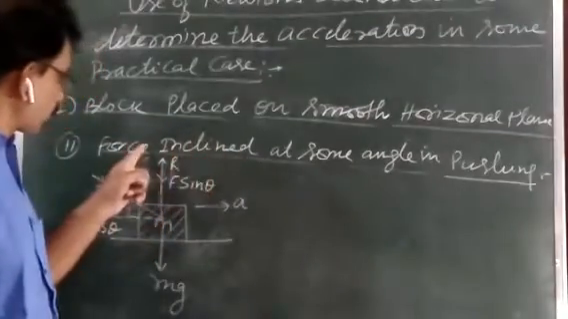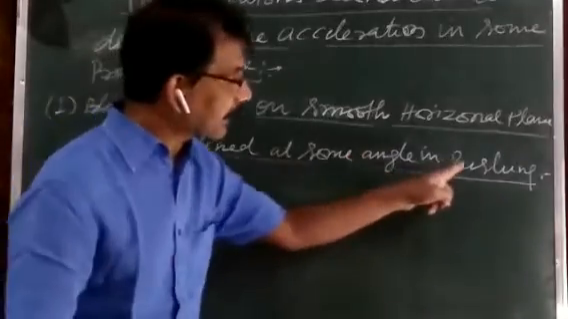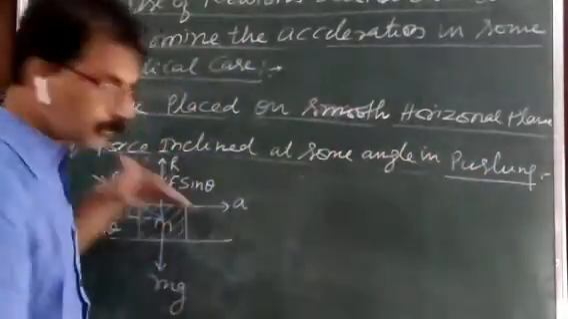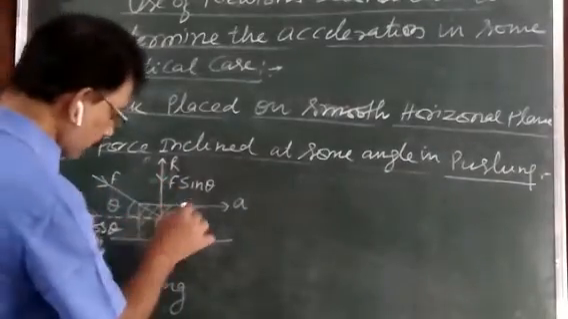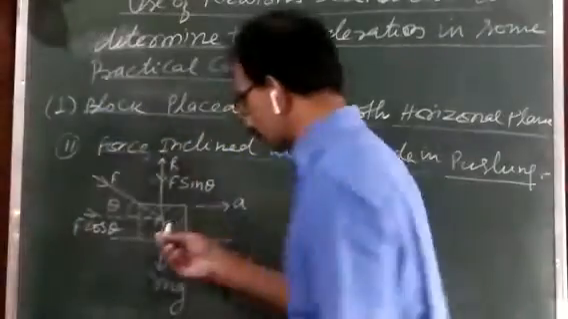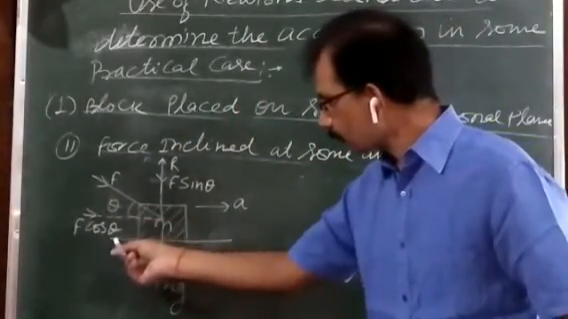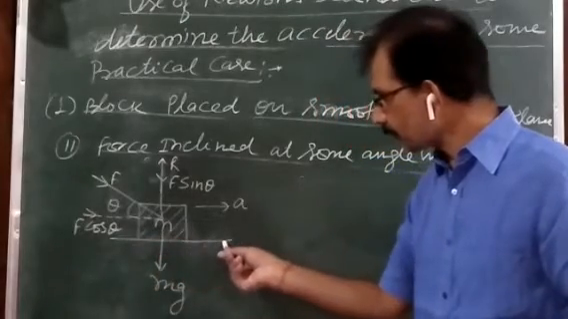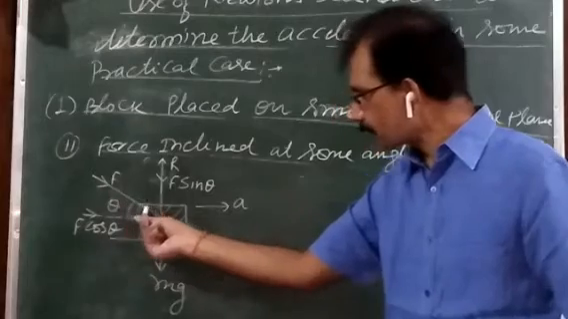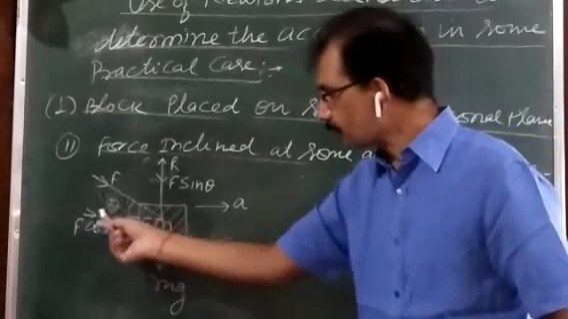Now in the same second case, what here? Force inclined at some angle in pushing. Earlier we have taken pulling, और अब क्या लेना है? Pushing. So suppose a block of mass m, suppose this one is a block of mass m which is placed on a smooth horizontal surface, and this pushing force F is applied on this block which makes angle theta with the horizontal.